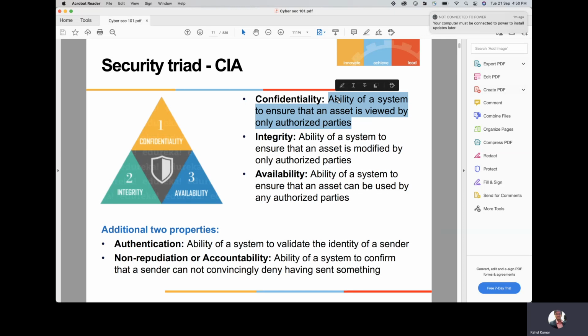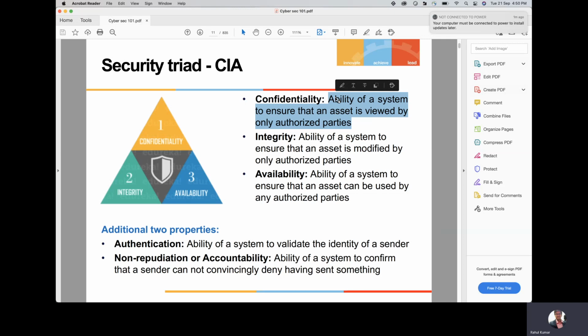And integrity is all about ensuring that an asset is modified only by an authorized party. No unauthorized tampering of files happens. That is ensuring integrity. Availability is ensuring data is available when you need it, and that can be when an authorized party wants to see it. All right. So these are the three building block principles of security.